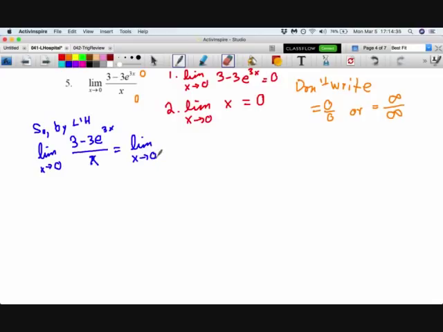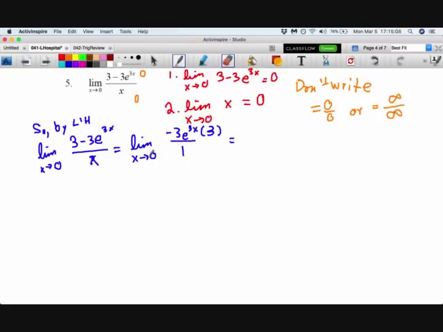If you really haven't tried this yet, please try to take the derivative of the top and the derivative of the bottom. The bottom's easy. The top, hold on to the negative 3, that guy's 0. Take the derivative of the power. So we should get negative 3 e to the 3x. Exponents copy themselves, and then times the derivative of the power.